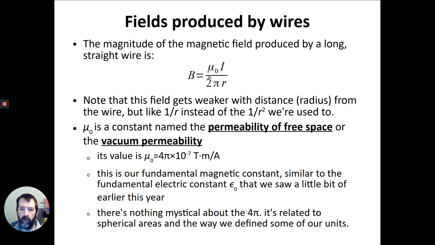This other symbol in here, the mu sub 0 or mu naught, that is called the permeability of free space, and that is the fundamental magnetic constant for the universe. When we were studying electricity, you might have seen an epsilon naught at some points, and that's the electric equivalent of this magnetic constant. So it's just a number that you need to get things to scale correctly.